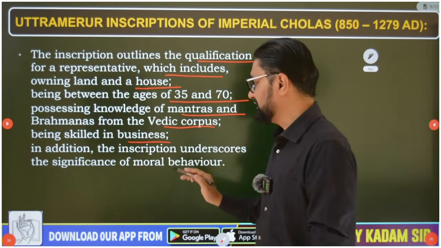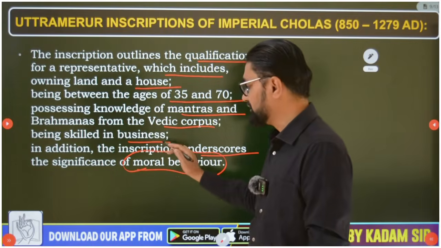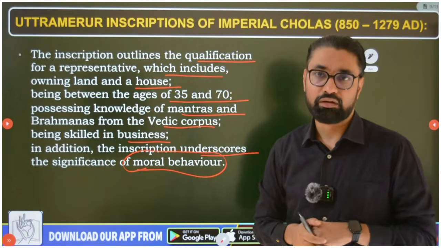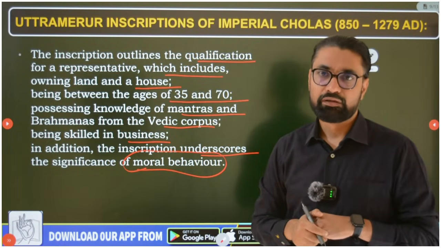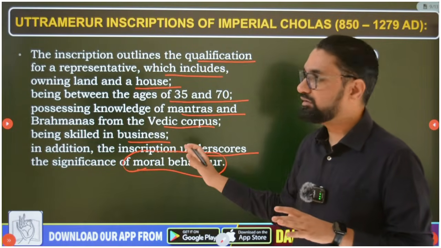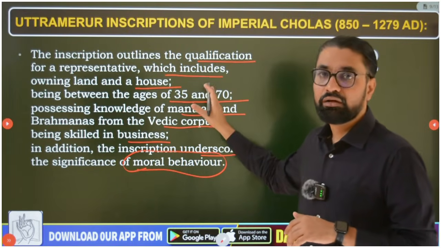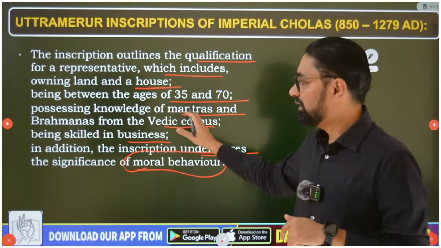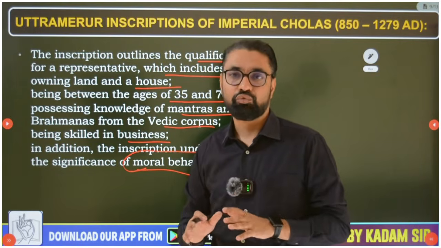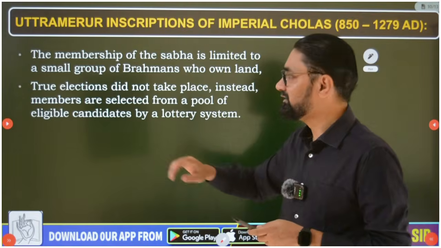Then being skilled in business, and in addition the inscription underscores the significance of moral behavior: that person should have good moral conduct, a person with integrity in short. So there were clear-cut qualification criteria: owning land and a house in the village, being between 35 and 70 years of age, possessing knowledge of Vedic literature, mantras and Brahmanas, being skilled in business activity, and also being a person of moral standing. That's how the Uttaramerur inscription very clearly defines this process.